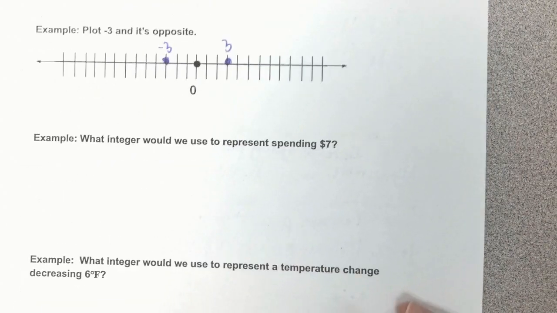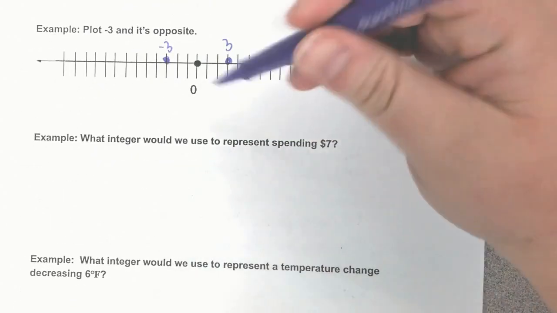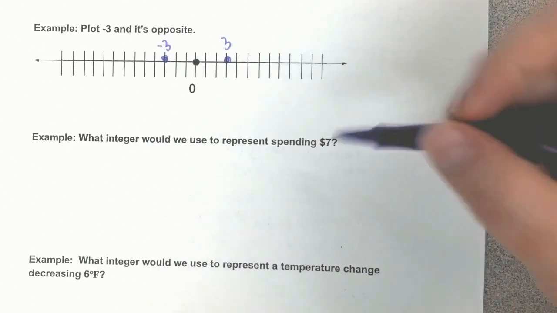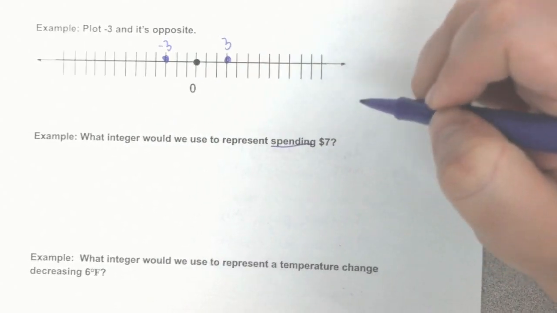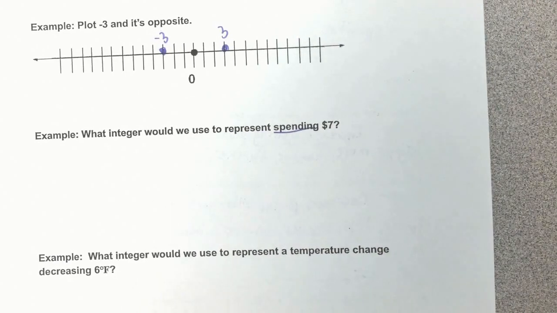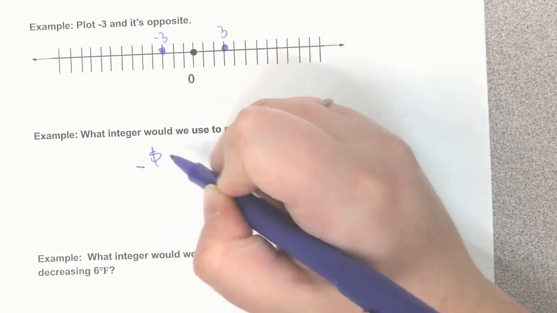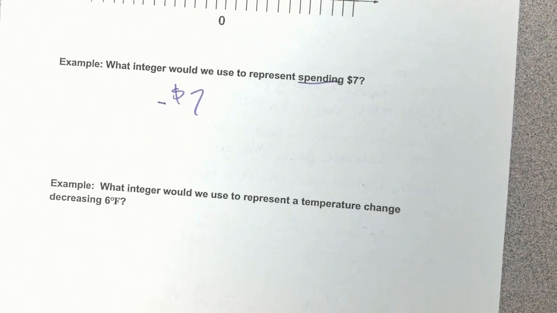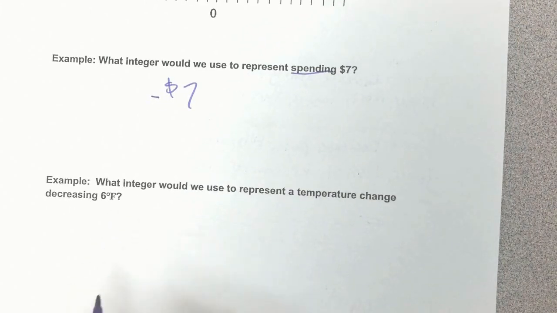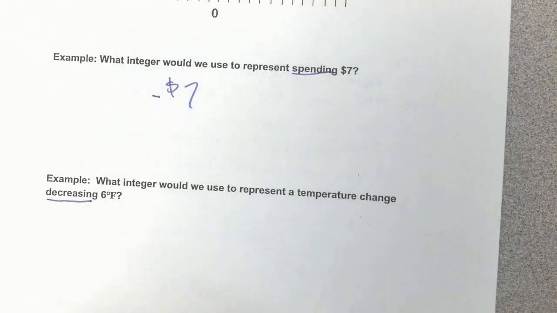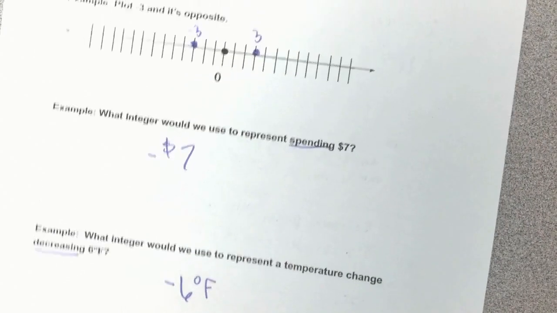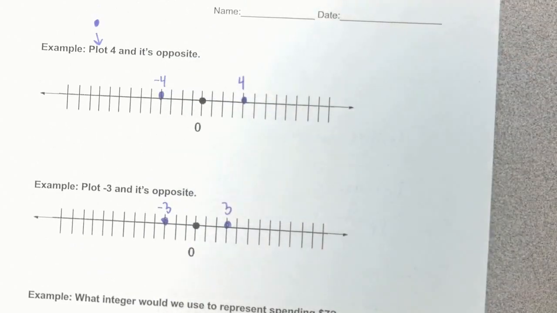And lastly, looking for key words. What integer, remember that's a positive or negative whole number, would we use to represent spending $7? So if I'm spending, I'm having to pay for something, that means I would be at negative $7. Okay, negative 7. And then what integer would we use to represent a temperature change decreasing, so going down? It would be negative 6 degrees Fahrenheit. So looking for those words that we wrote down, looking for number lines, that's going to help.